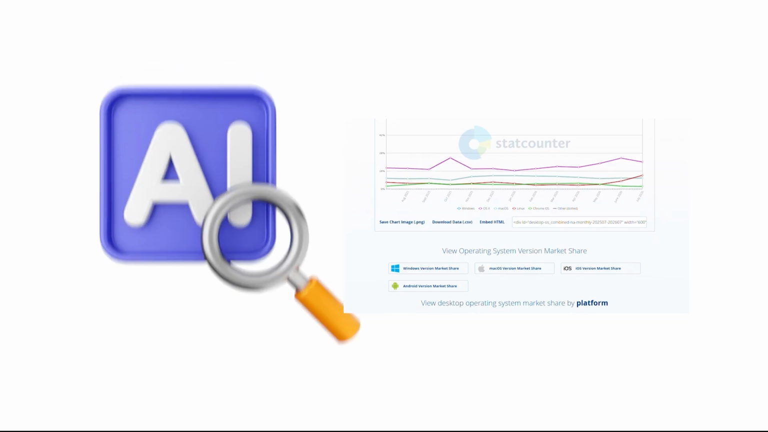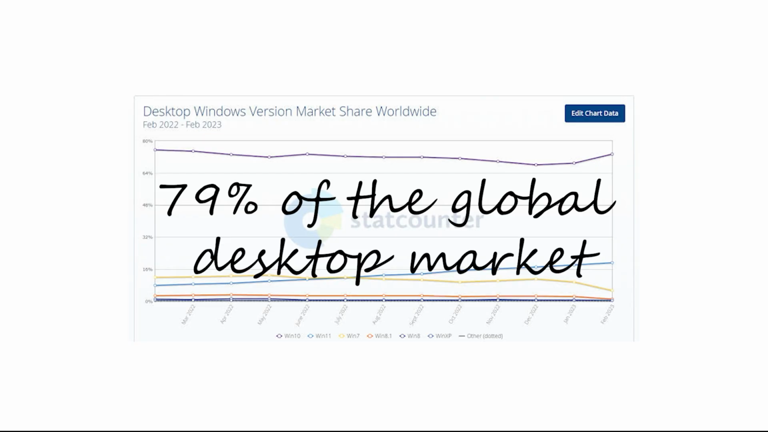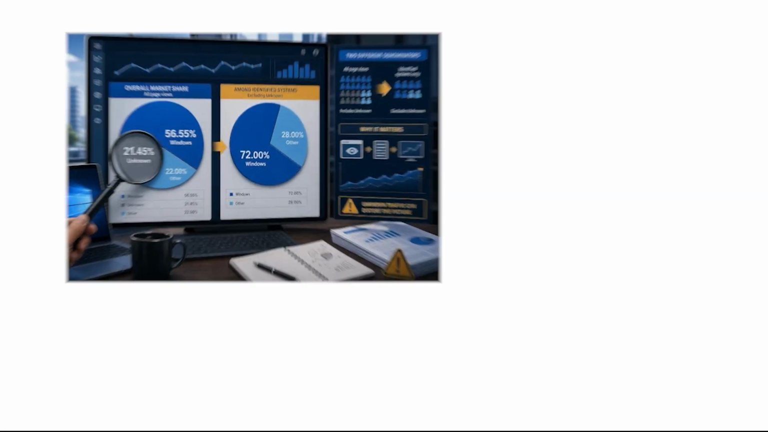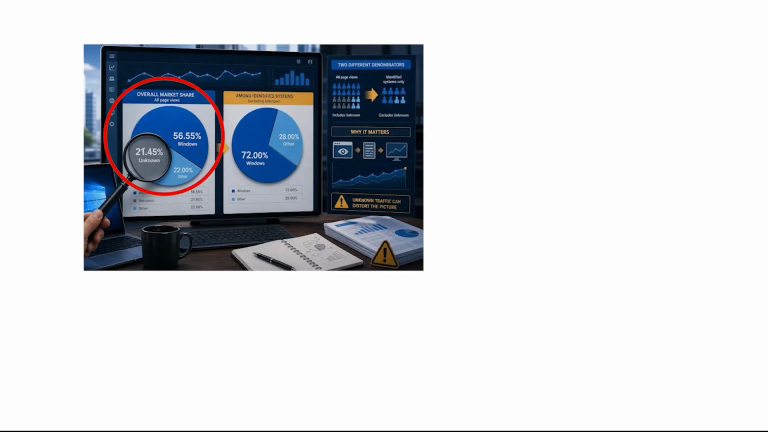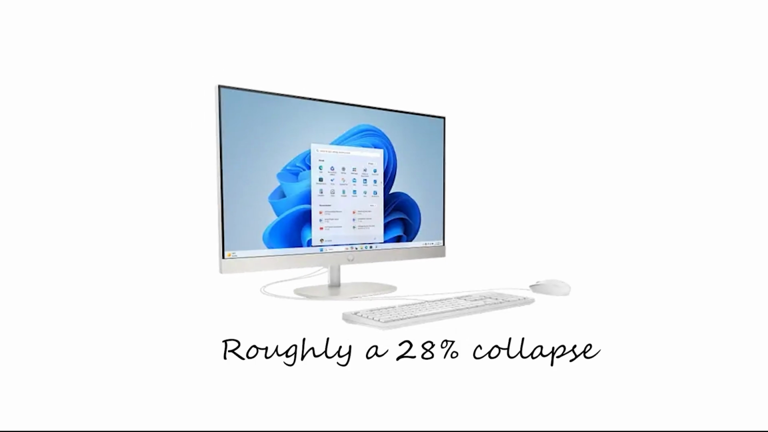Now the receipts. Watch what happened 6 weeks before the July milestone. In April 2026, Statcounter reported Windows at roughly 79% of the global desktop market. In June 2026, Statcounter reported Windows at 56.55%. That is a drop of about 22 percentage points in 2 months, roughly a 28% collapse in Windows usage. The story went everywhere.